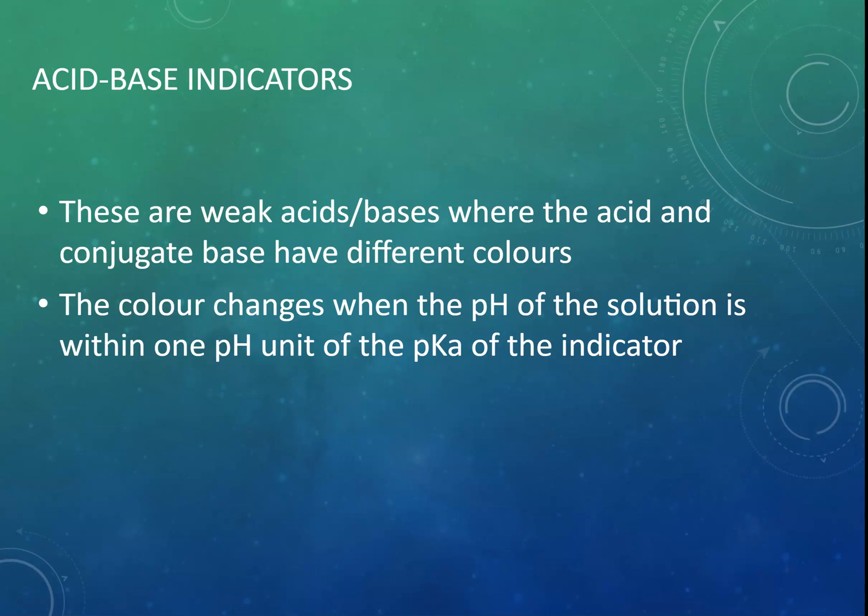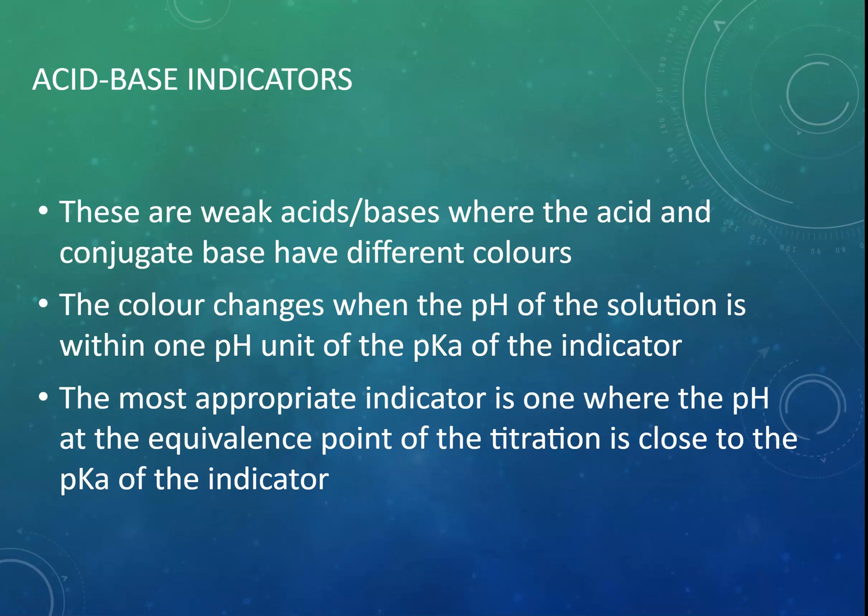And in fact, what we know is that the indicator will change colour when the pH of the solution is within 1 unit of the pKa of the indicator. Okay, so what you're really looking for is an indicator where the pKa of the indicator is similar to the pH at the equivalence point of the titration.